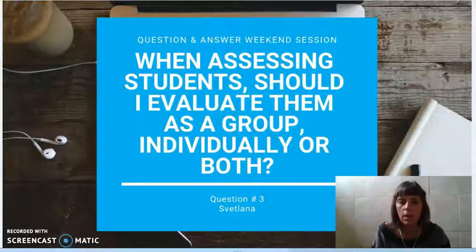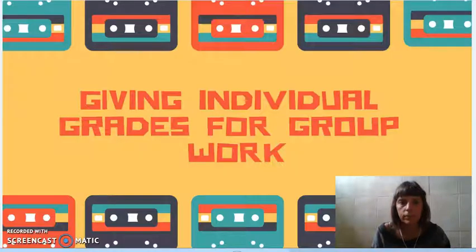Now I think that the question is giving individual grades for group work. Most of the work that you do on PBL is being done as a group and in collaboration with others. So I think that it's important to understand how to give individual grades for group work. I know that as teachers we're always concerned about being fair, and maybe sometimes about those students that tend to slack in the work they do. So here are a few ideas to give individual grades for group work.